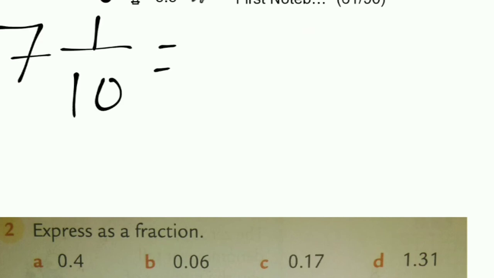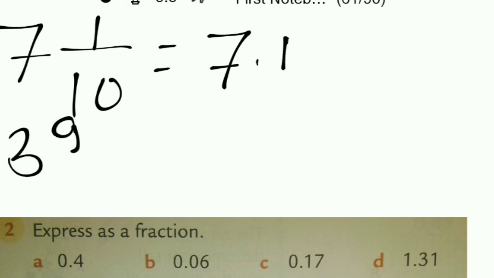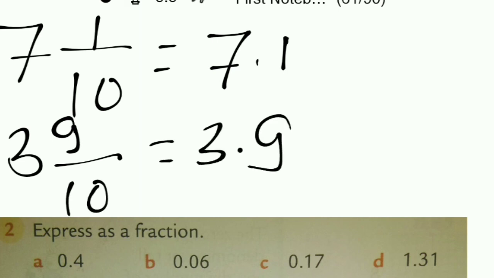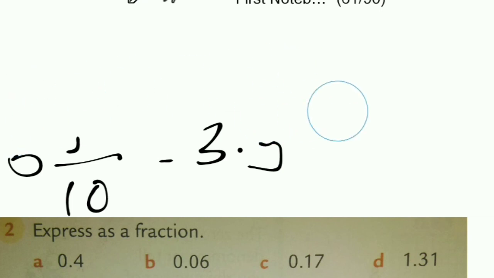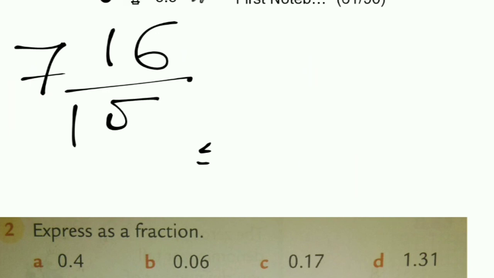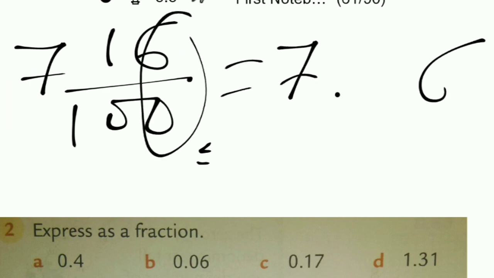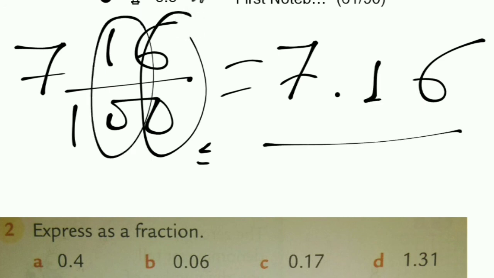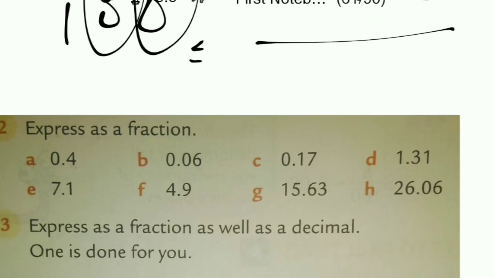See that fraction question, that mixed question. How can we solve it? Which one? 7 and 1 by 10. So we can write 7.1. 3 and 9 by 10, we can write 3.9. Like this we can write. See, one more question. 7 and 16 upon 100. 7.16. So these are the solutions of question number 1.